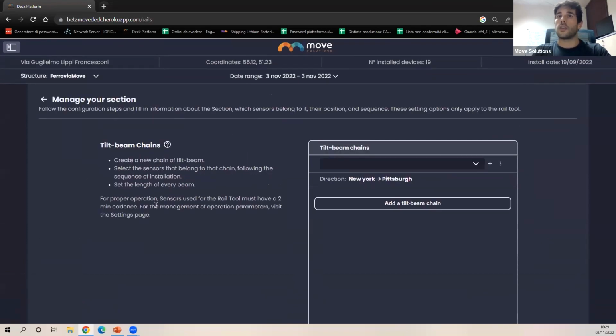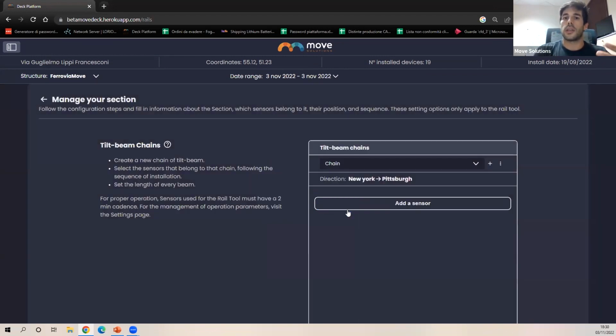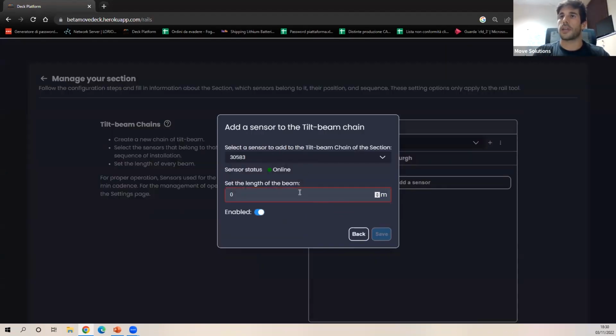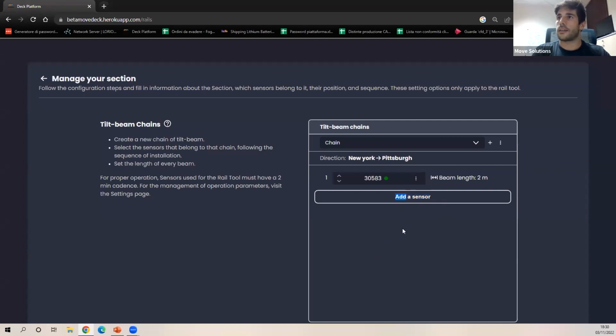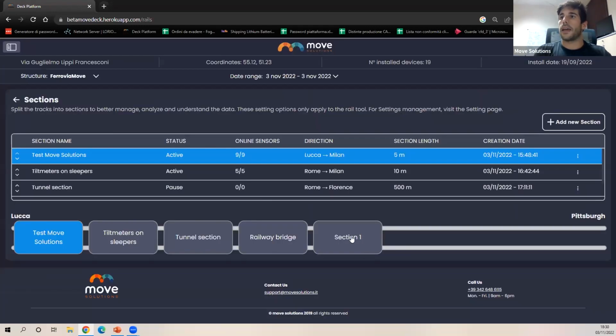And again, you configure the part that is the tail beams on the chain. You can just create a new chain. So what I want to tell you is that it's extremely easy, once you deploy the sensors on your tracks, to configure the system and to get to see the data in virtually 5 minutes. Again, you just add the sensors from the drop down menu. You set the length of the bar. I'm talking about tail beams here. So you're just adding as many sensors as you want. Let's say this one 3 meters, and so forth. And you save. And you see this new section right here.